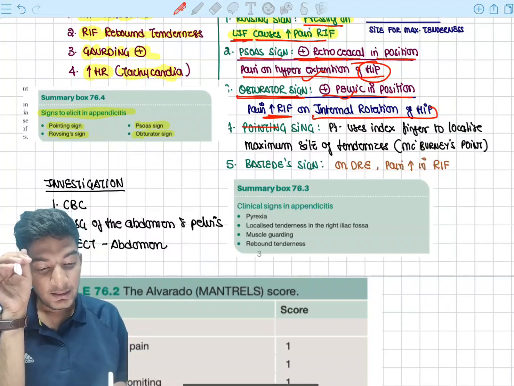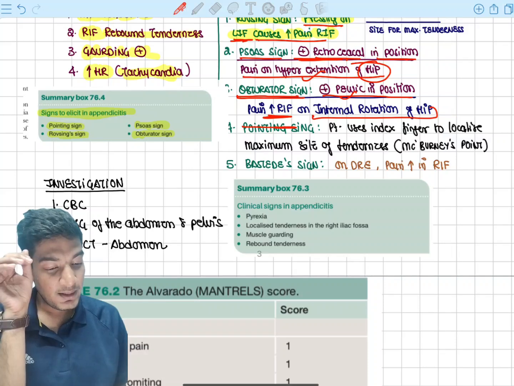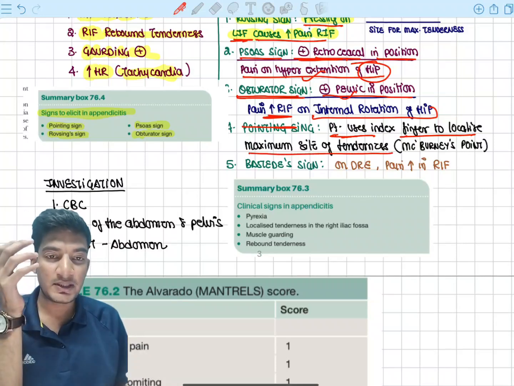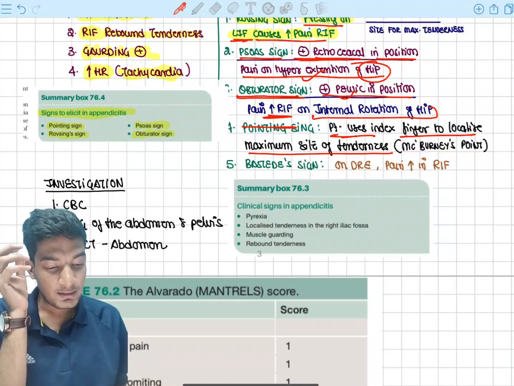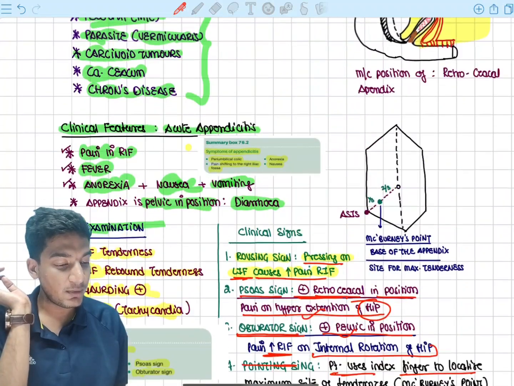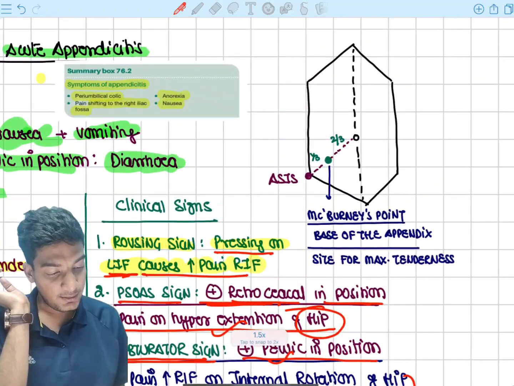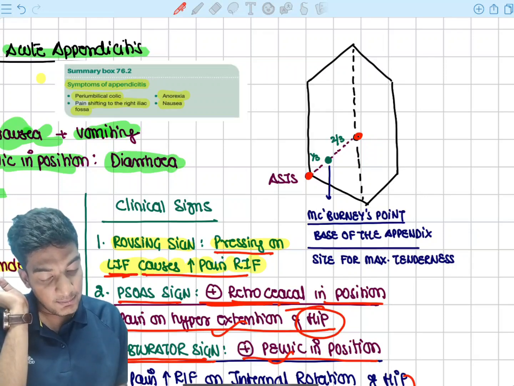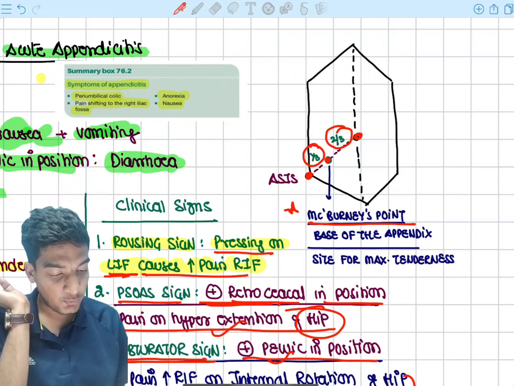Fine. The next is pointing sign. Patient uses index finger to localize the maximum site of tenderness. The patient himself will show where the pain is rising or the tenderness is showing, which is the most common, like McBurney point. Okay, here it is. This is the umbilicus part, and it is the ASIS. From ASIS, the lateral one third and medial 2/3. The point is known as McBurney point. Very important.